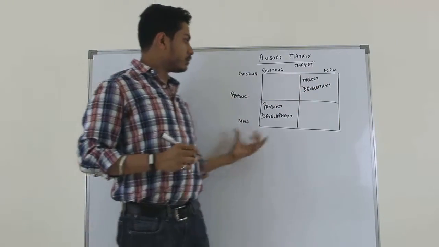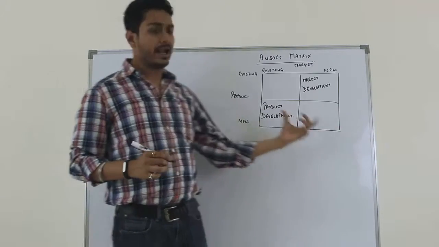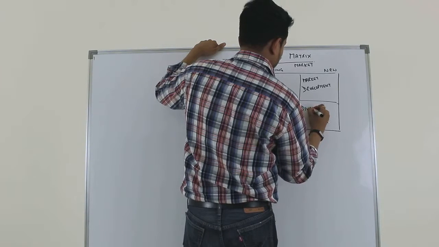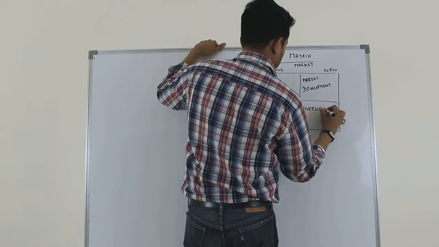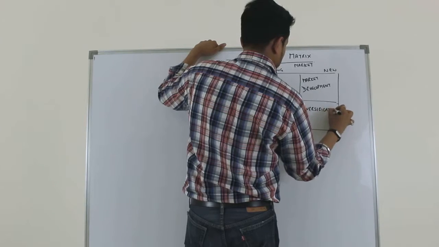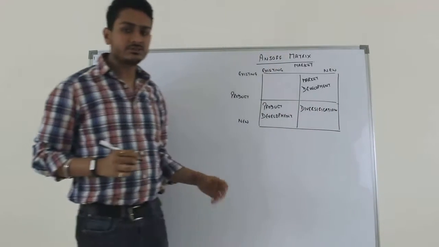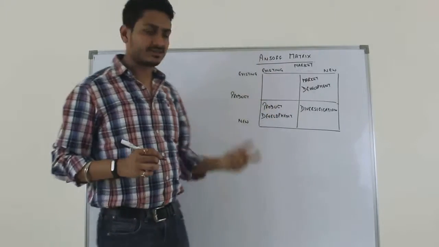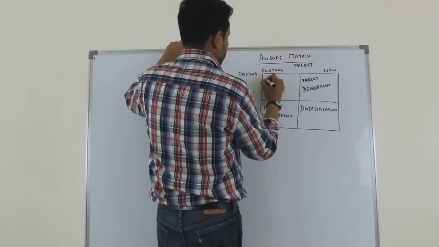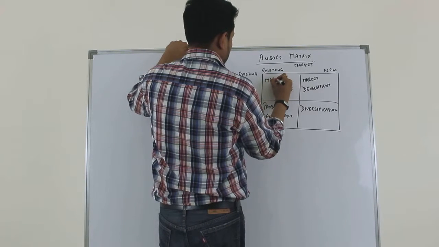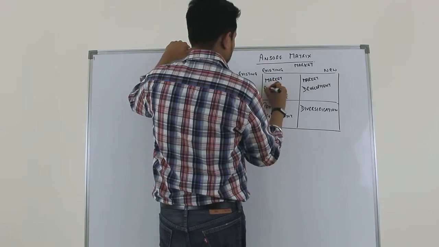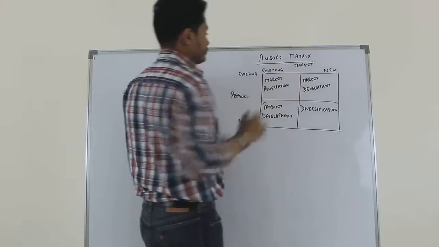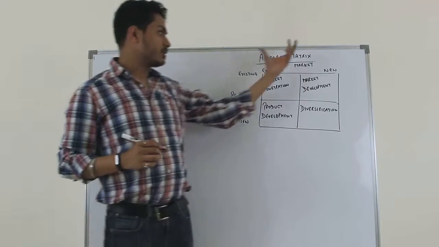Now when we have both these elements as a new product and a new market, that is what we refer to as diversification. And when we have an existing product and an existing market, that is what we refer to as market penetration. So these are the four options available to us as part of the Ansoff matrix.